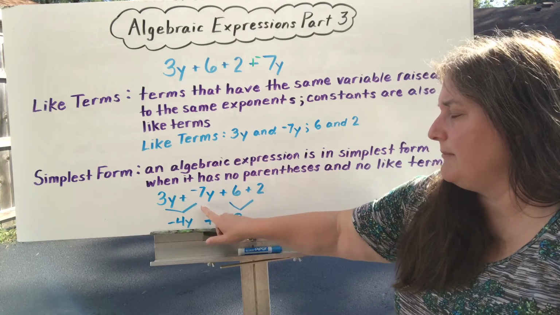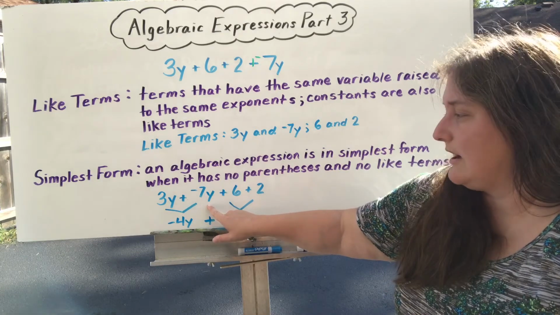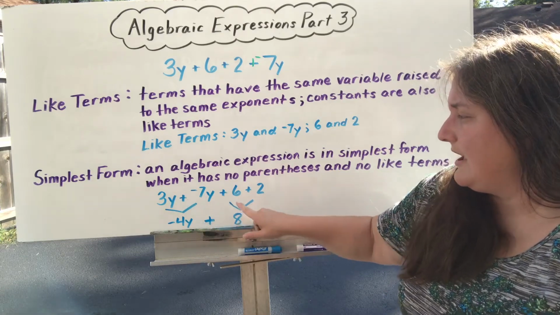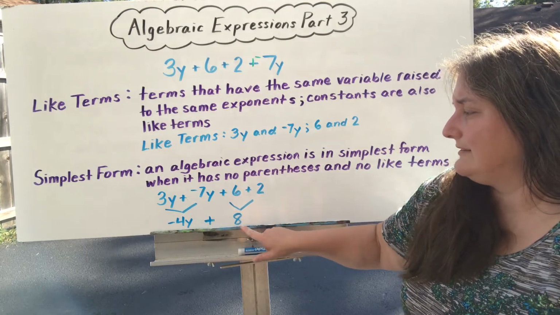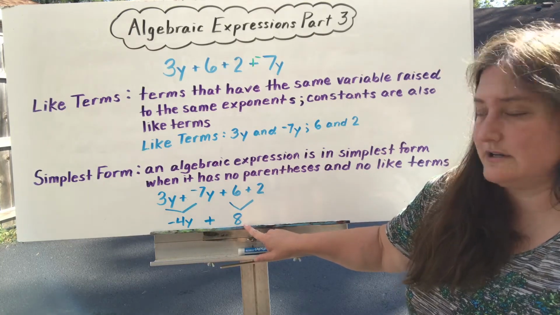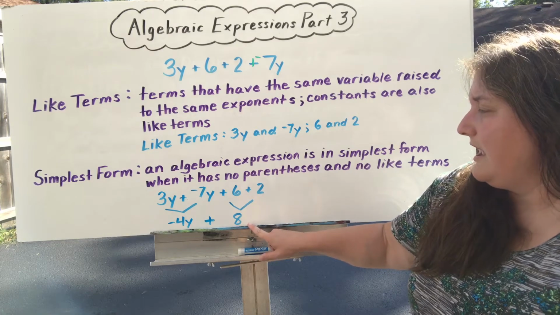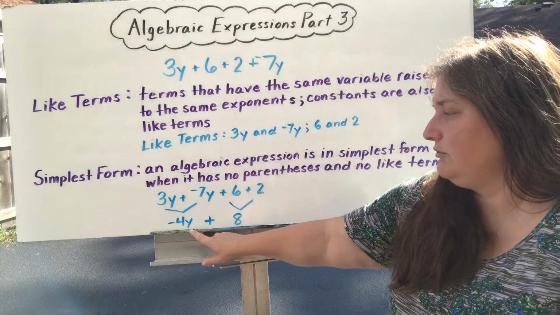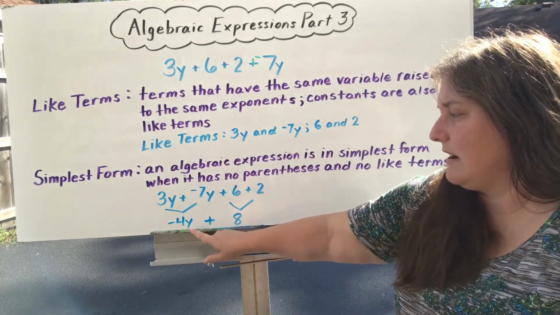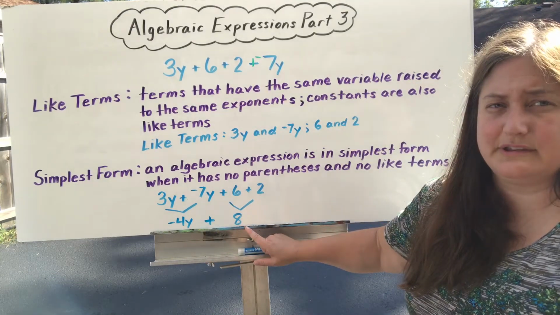The reason I rearranged it is now I've got these two next to each other. I can combine them. 3y and negative 7y give me negative 4y. And 6 and 2 give me 8. So negative 4y plus 8 is our simplified version here. It doesn't have parentheses, and we don't have any other like terms that we can combine. These two can't be combined because this has a y and these guys do not. So this is simplest form.